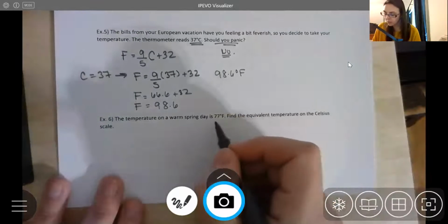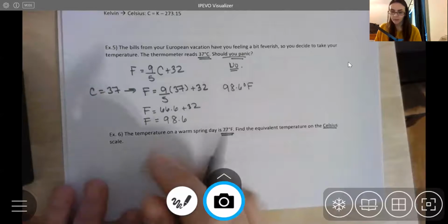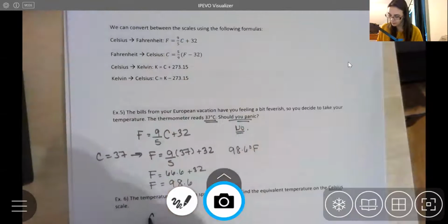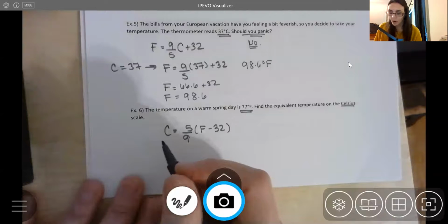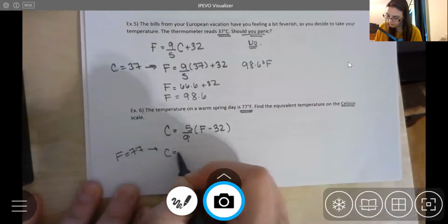The temperature on a warm spring day is 77 degrees Fahrenheit. Let's find the equivalent on the Celsius scale. If we're going from Fahrenheit to Celsius, we're going to use this formula. Basically, that's pretty much the opposite, right? So our Fahrenheit here is 77, and we're going to plug that in.